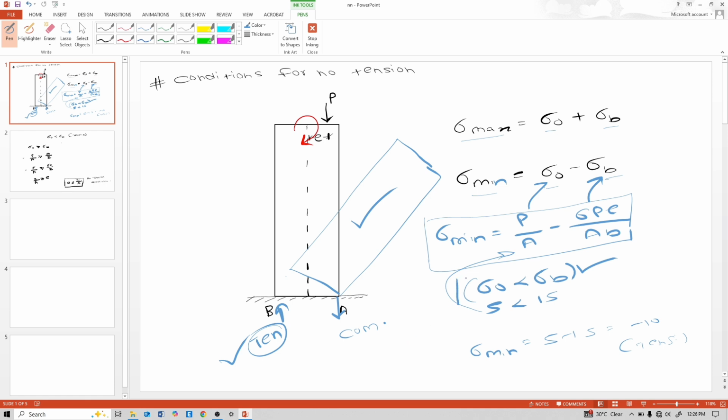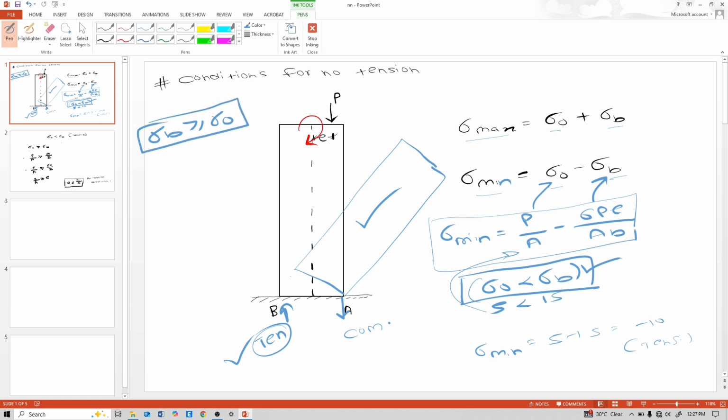So terminate that condition and apply this condition: sigma B should be less than or equal to sigma 0. If sigma B is 5 and sigma 0 is 15, put here 15 minus 5, it is 10. If you make them equal, then it is only 0. So 0 means no tension. Here is the no tension condition. So apply this condition and try to derive the condition for no tension.